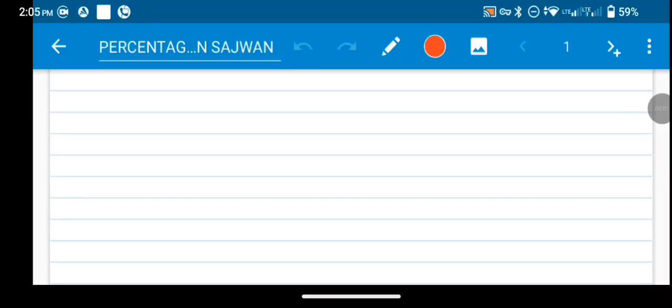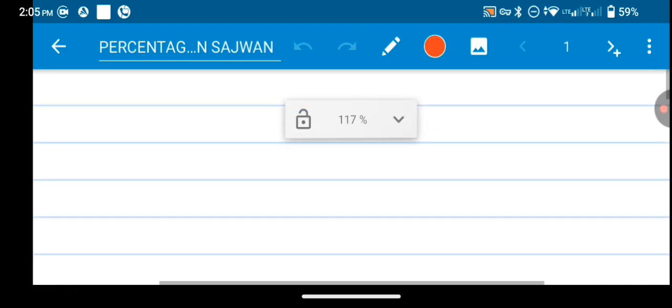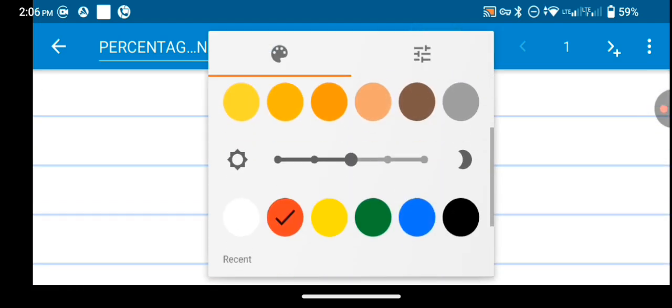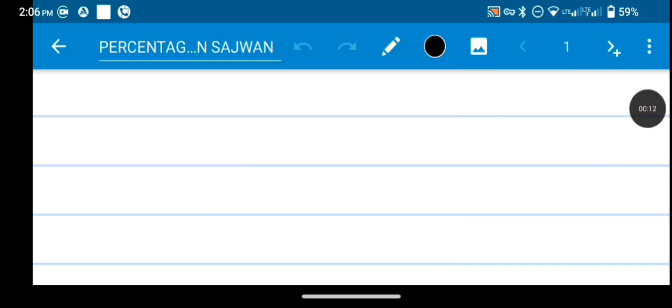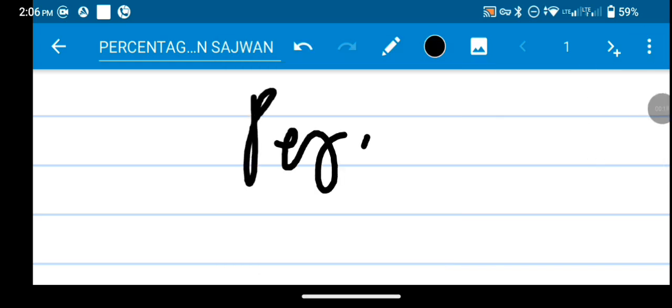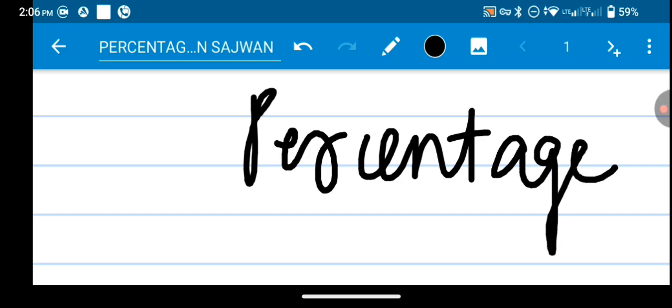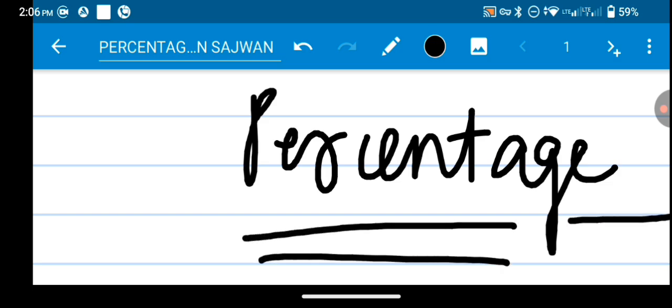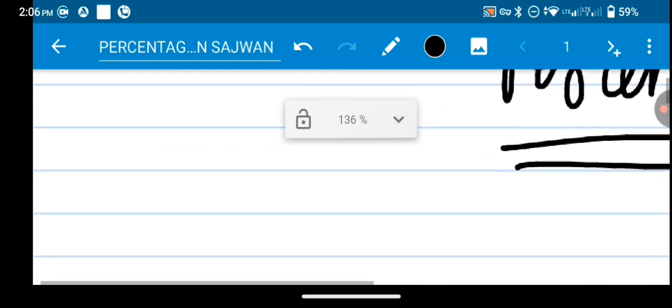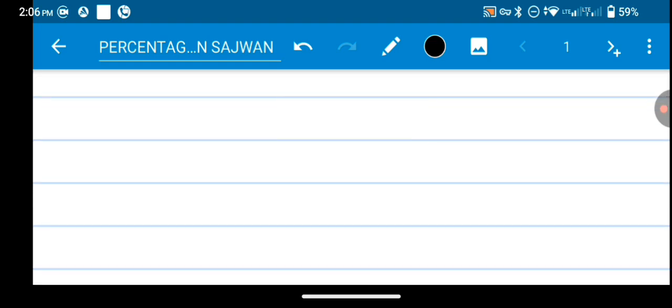In today's class, we will learn a very important and common topic. The chapter name is percentage. This is a very common and very important topic. And first we will understand what is percentage.